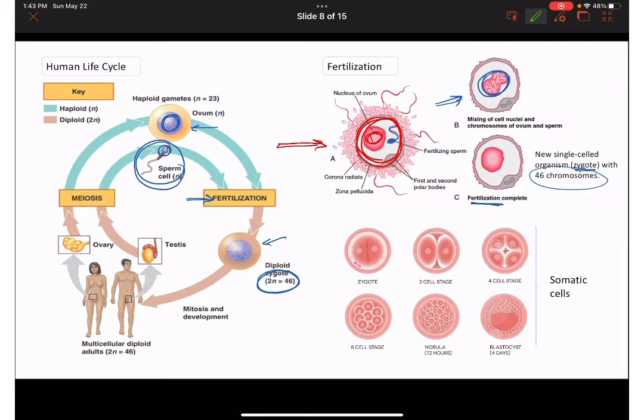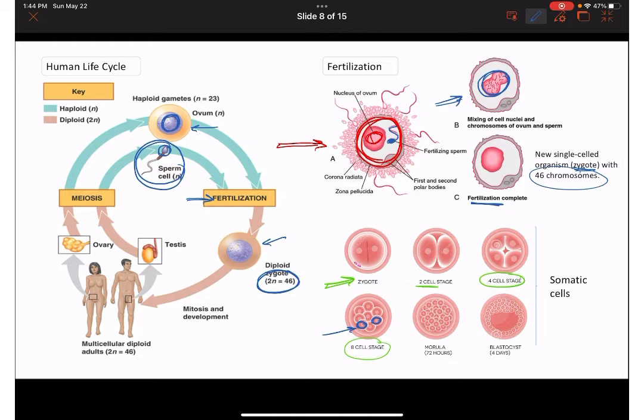What happens next? Well, this typically occurs in the fallopian tubes in the female reproductive tract. And after that zygote is formed, it immediately begins cell division. So it divides and becomes a two-celled organism. Then each of those divides and you get to the 4-cell stage, 8 cells, 16, et cetera, et cetera. And what I want to point out is that each one of these individual cells that's forming in this new organism, each one of these cells has 46 chromosomes in it. So these are all somatic cells.